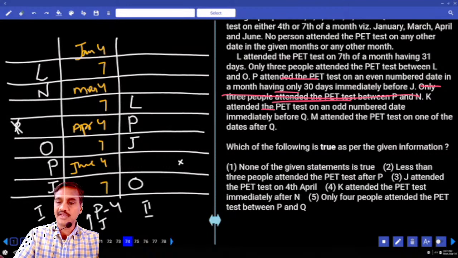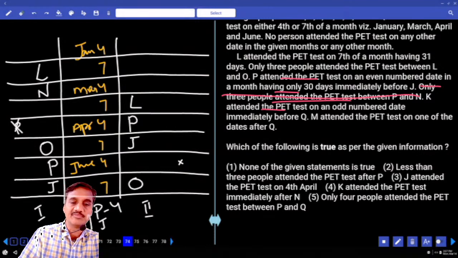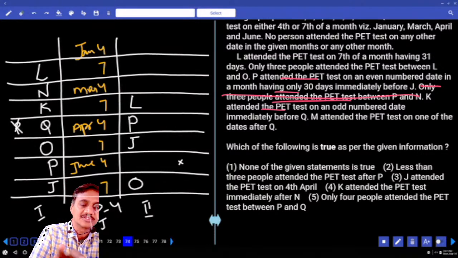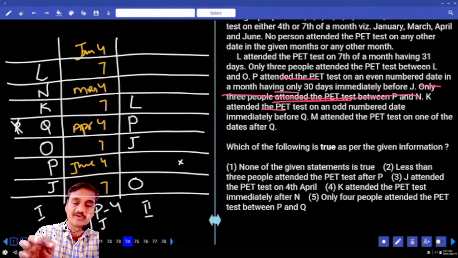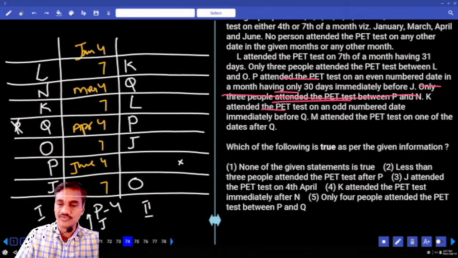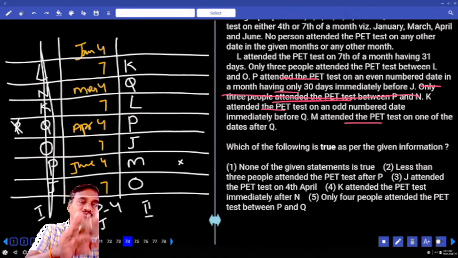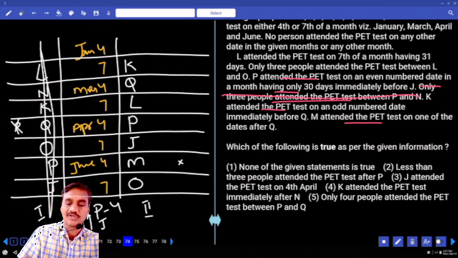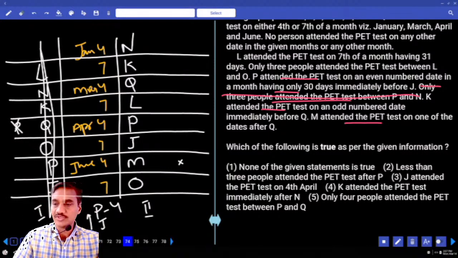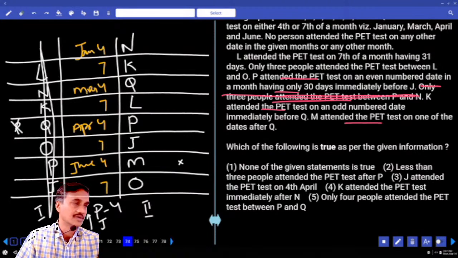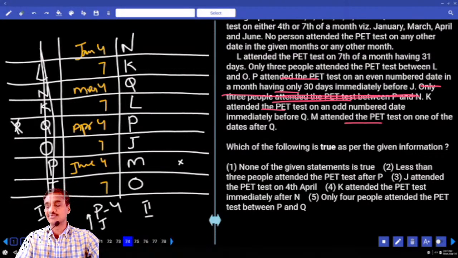Then next one, K attends the PET test on an odd number date immediately before Q. K on an odd number date immediately before Q, hence K and Q must be like this. K must be on Jan 7th and Q is on March 4th. And next one, immediately before Q, M attends the PET test on one of the dates after Q. M is on one of the dates after Q. Here, in this case, M on one of the dates after Q is completely ruled out. Hence, what else is left over here? N is left over. Done. Without this information also, we are getting the answer. Done.